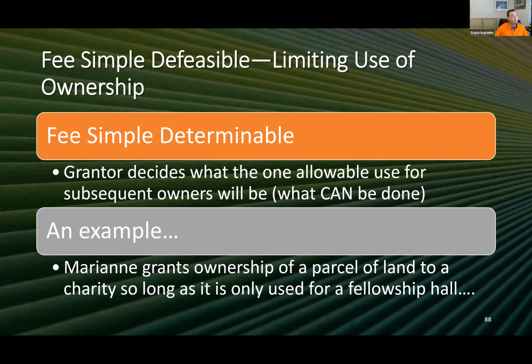The grantor has a couple of choices here. They can either tell you what you must do with the property, or they can tell you what you cannot do with the property. Now, I'm going to tell y'all, because a lot of people get confused here. Most people think they'd rather be told what they can do rather than what they cannot do. No, you would not. You would much rather be told what you cannot do.